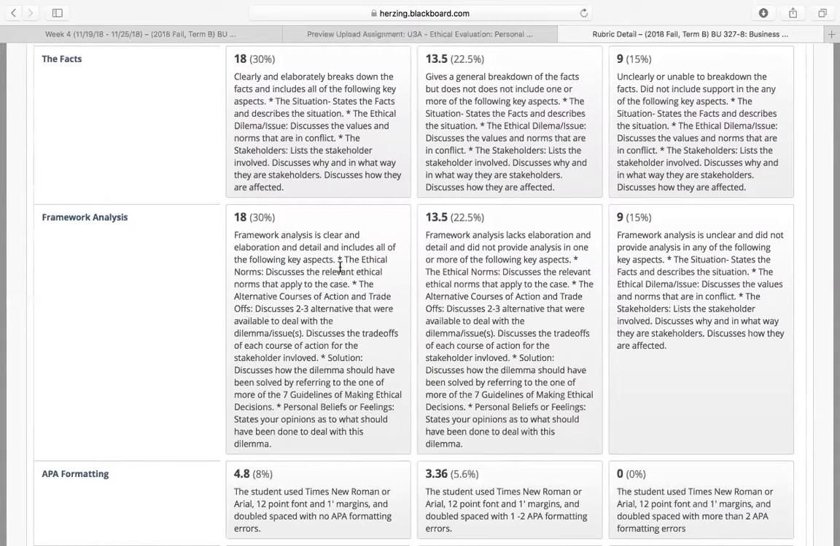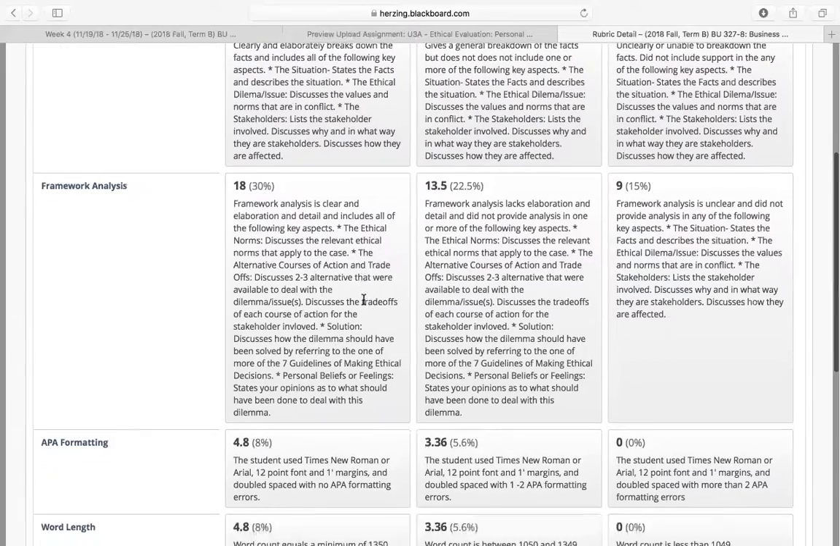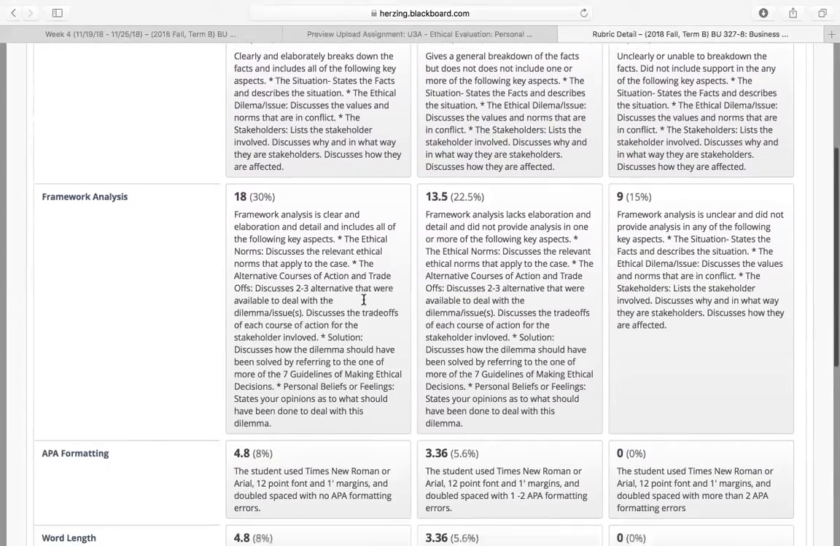Now, my suggestion to you is you use these stars or asterisks to determine your paragraphs. So this may be one: the ethical norms, discuss that. That's a paragraph by itself. The alternative courses of action, that could be a paragraph or two. The solution, that could be a paragraph or two, and those could be your subheadings. Personal beliefs or feelings, there again, another paragraph. And the same you'll do for the facts. The situation, one paragraph. The ethical dilemma, another paragraph. The stakeholders, that's another paragraph. So you use those as your guide to decide how to break down the coursework.